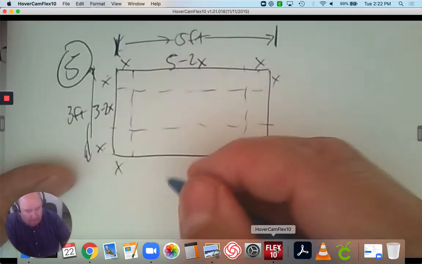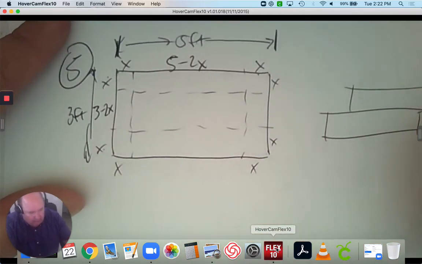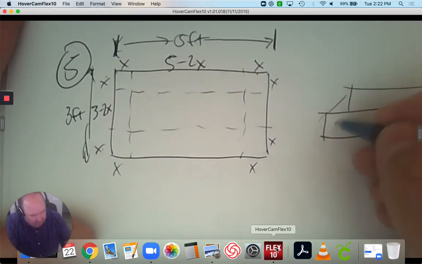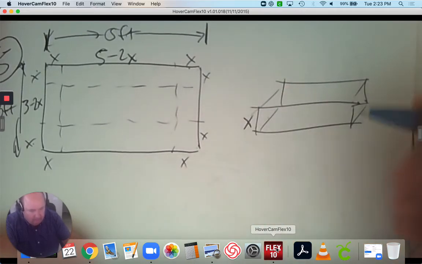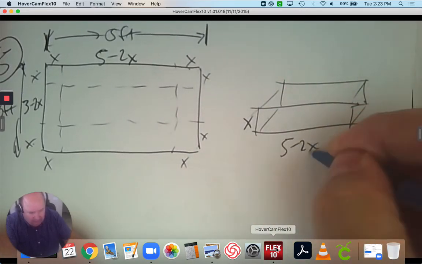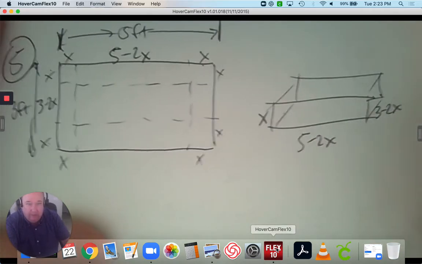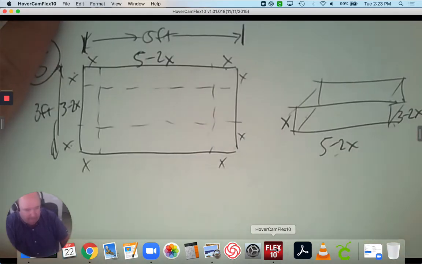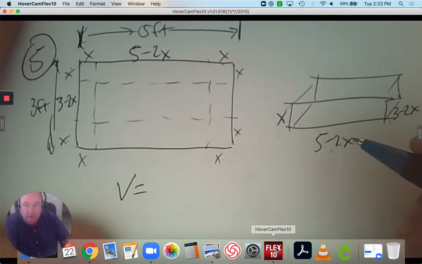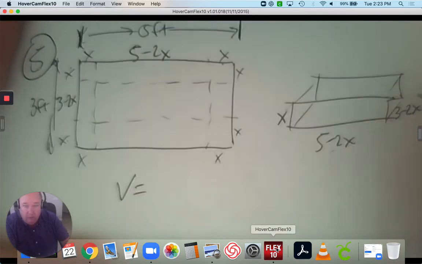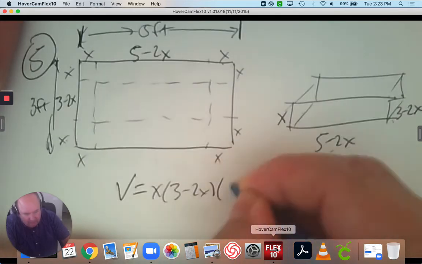So if I want to find the volume of this, remember when I fold this up and I create my box, the height of the box is x, and then one side will be 5 minus 2x, and the other side dimension is 3 minus 2x. Those are all the dimensions of the box. So I have one variable, so I don't need a secondary equation. I just have x. So the volume would be length times width times height.